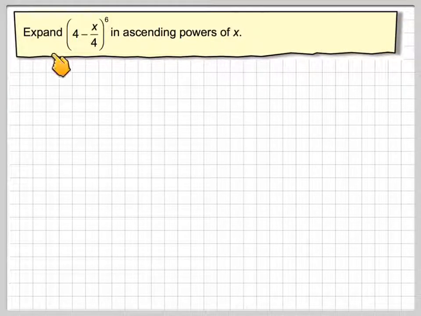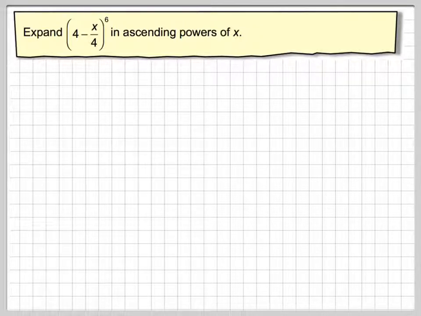Right, now we're going to expand (4 - x/4)^6 in what's known as ascending powers of x. So the powers of 4 are going to descend, and the powers of -x/4 are going to ascend.